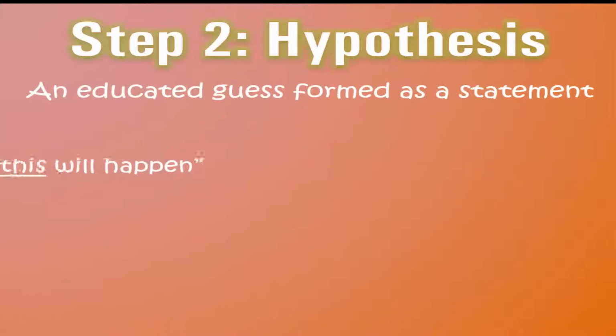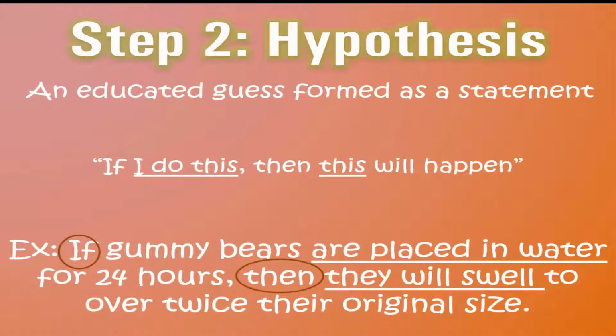Step 2. Hypothesis. This is the step when you make an educated guess, or hypothesis, formed as a statement that you think to be the answer to the question that you asked in step 1. Most of the time, a hypothesis is written as, if I do this, then this will happen. For example, if gummy bears are placed in water for 24 hours, then they will swell to over twice their original size.